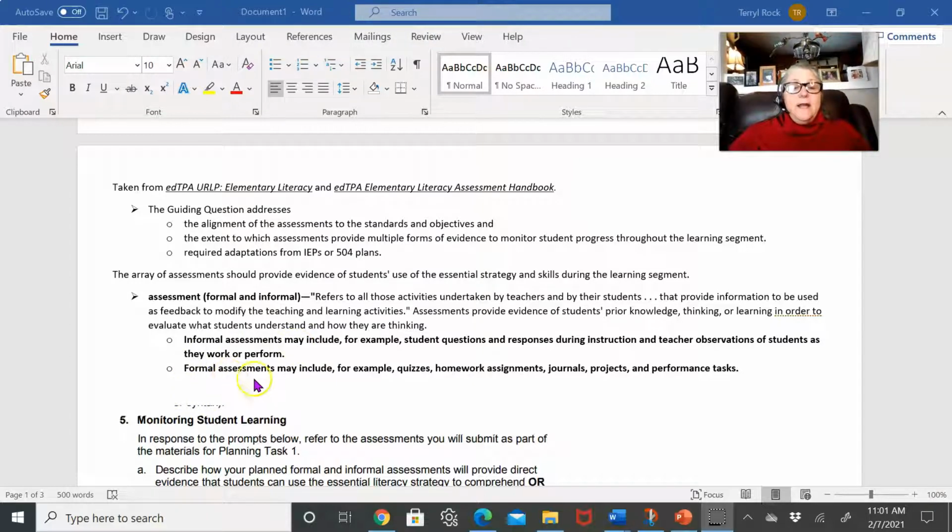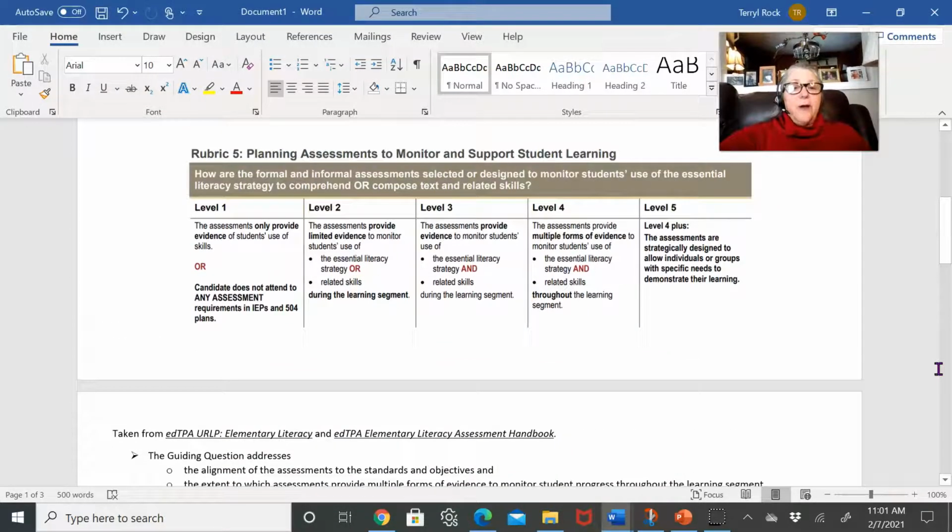So anything else that would give you a tangible piece of evidence, either a virtual piece of evidence or a hard copy paper piece of evidence, those are considered formal. Don't equate formal with summative, because formals can also be bell work, they can be exit slips. In other words, it's just a piece of paper that you use for evidence.